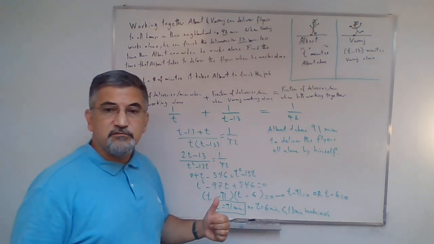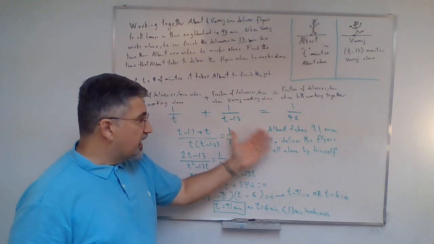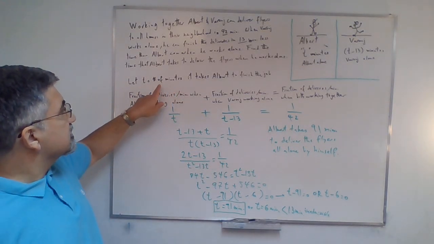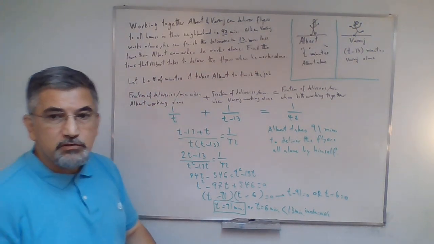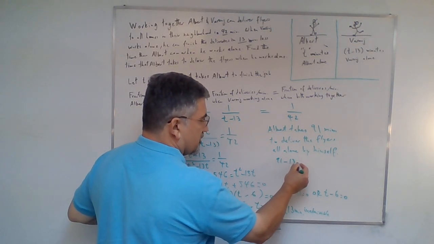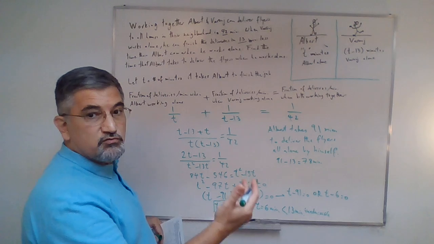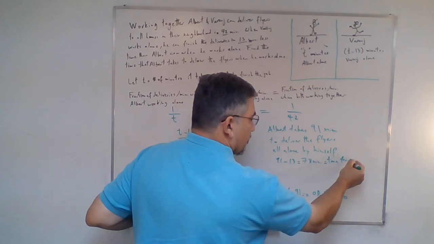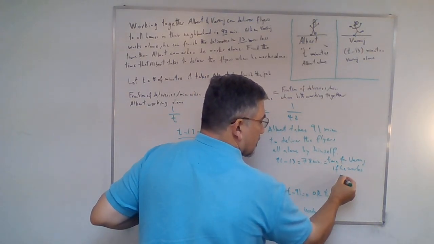And finally, the fourth step is to answer the question by writing a final closing statement or a paraphrase, which we did. Albert takes 91 minutes to deliver the flyers all alone by himself. And that's what the question was asking. It says, find the time that Albert takes to deliver the flyers when he works alone. Now, I'm curious about the other guy, Varouj over there. So t minus 13. So 91 minus 13, that's going to be 78, I guess, right? 78 minutes. So this means that Varouj takes 78 minutes. This is going to be the time for Varouj if he works alone.